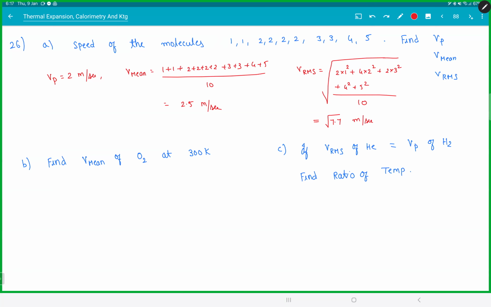What about B? V mean, the formula is root over 8RT by pi m. 8, R is 25 by 3, temperature is 300 Kelvin. Pi is 22 by 7. Chalo, we'll leave it as pi. What is molecular weight? It is 32 grams per mole. So this is 32 into 10 power minus 3 kg per mole. Be careful. Most people write 32. It's not 32. It is 32 into 10 power minus 3, because that is 32 grams per mole. Gram is not an SI unit. Are you clear?